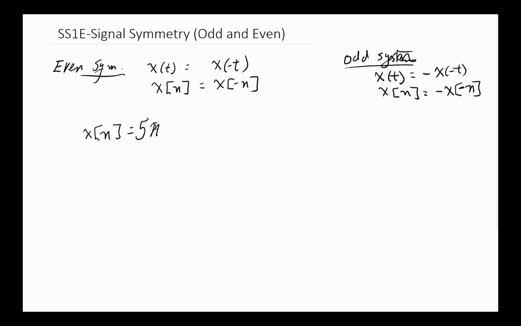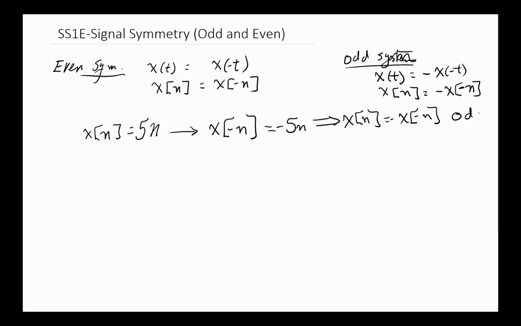Okay, so hopefully you thought about it and you have an answer. The way you do this, you say, okay, x of n I know. Let's take a look at x of minus n. If I replace my n with minus n, I'm going to get minus 5n, which basically tells me x of n is equal to minus x of minus n, which tells me this is odd symmetry.